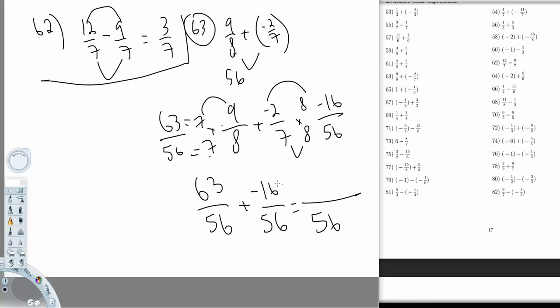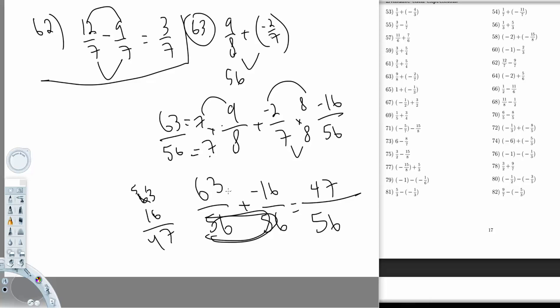So we know the denominator is 56, right? These two things are the same. 63 minus 16, can you believe it? I can't do this in my head. 63, 47, is that right?